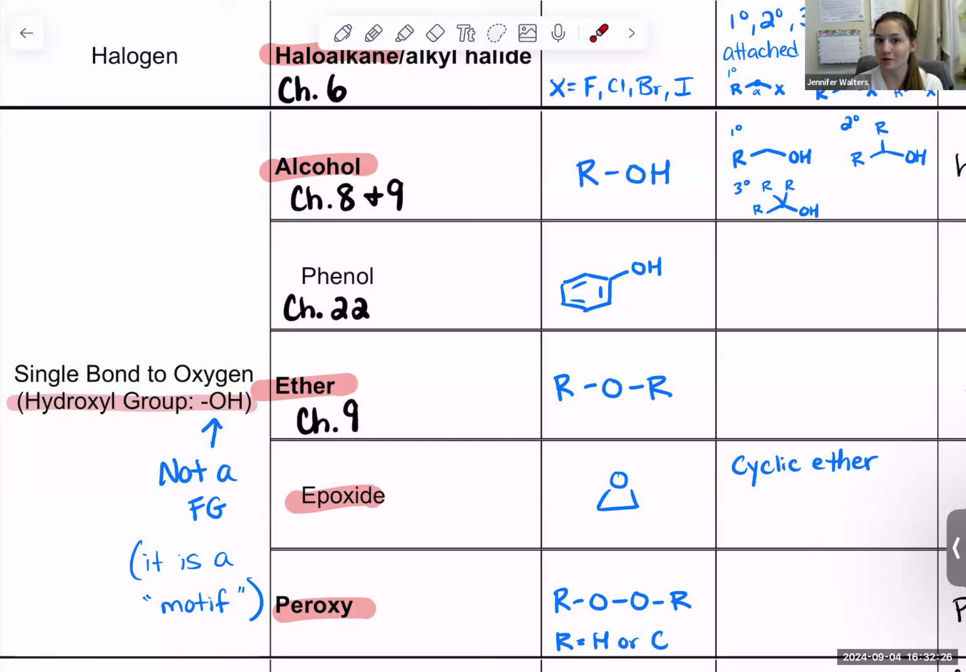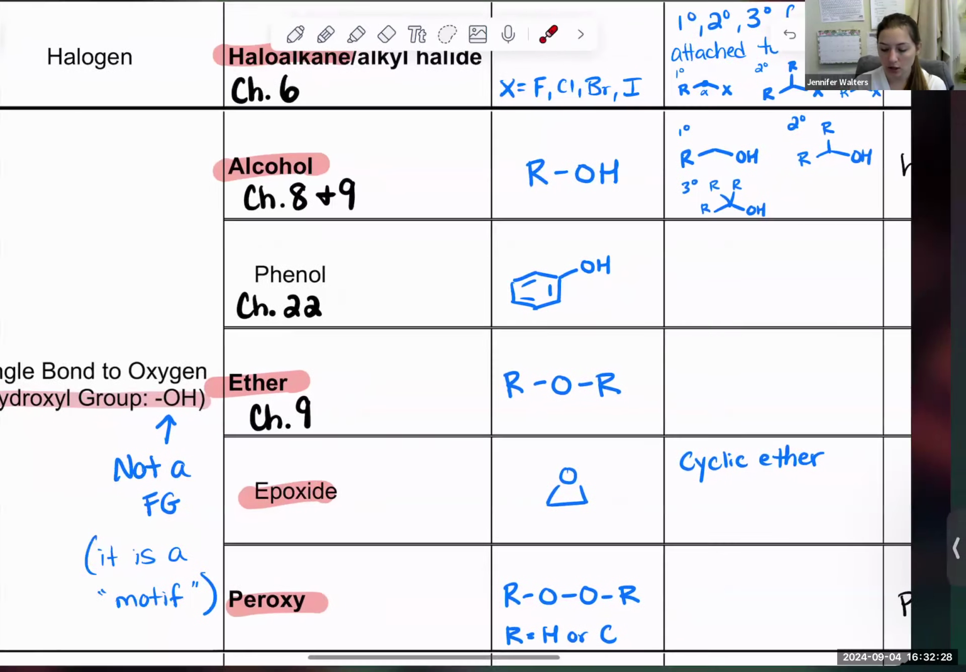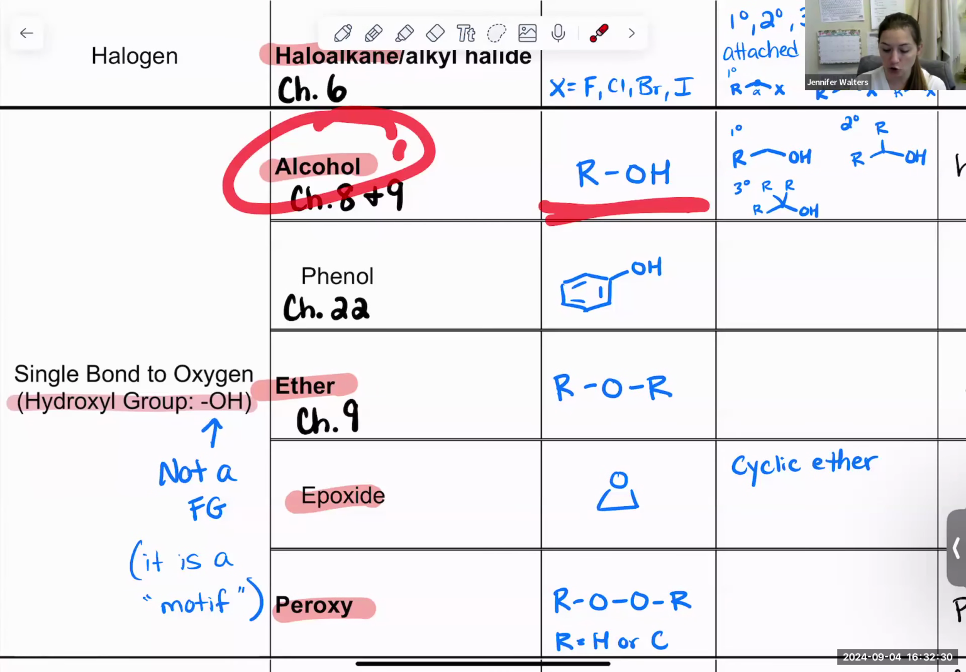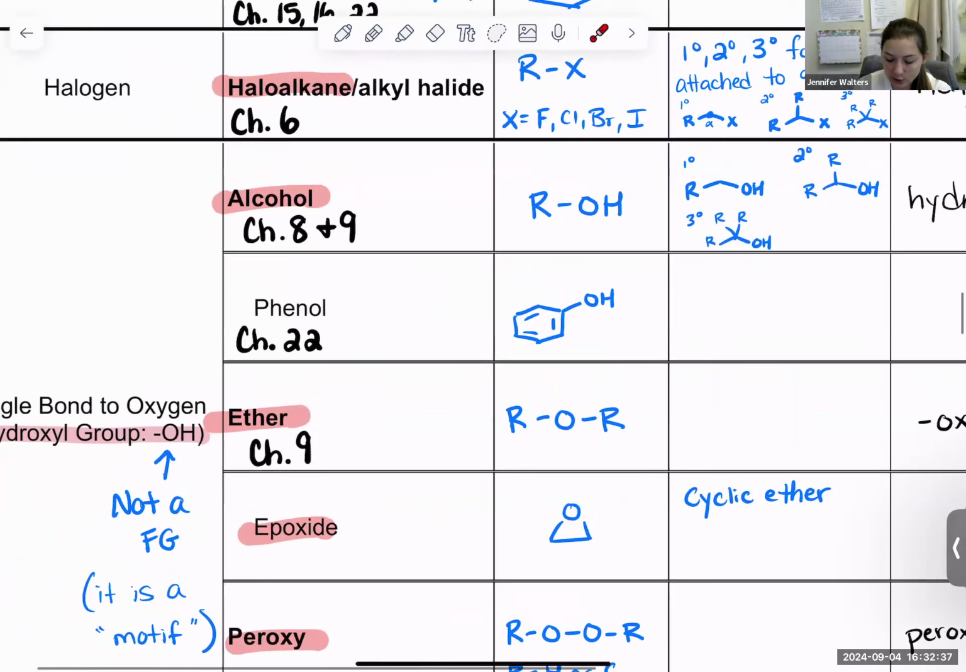Alcohol is the functional group that contains only the hydroxyl. So that is the difference. Alcohol is the functional group. Hydroxyl is just the motif. Alcohol, functional group. That is where you have the carbon with an OH.